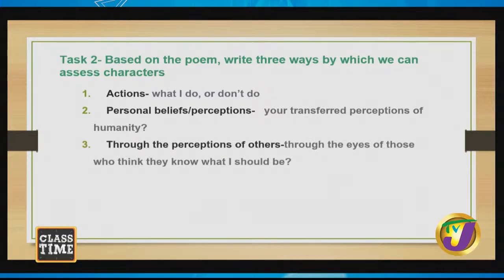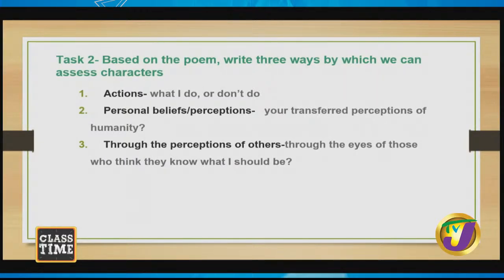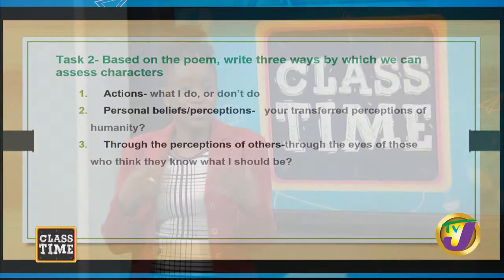We also assess characters through the perceptions of others. Think about this. You're going into a new class, and you hear of this teacher. You have never met the teacher before, but you conjure up ideas about the teacher long before you even meet him or her. Why? Because others probably told you something about the teacher. So that's another way.